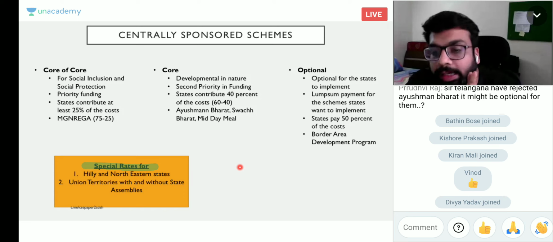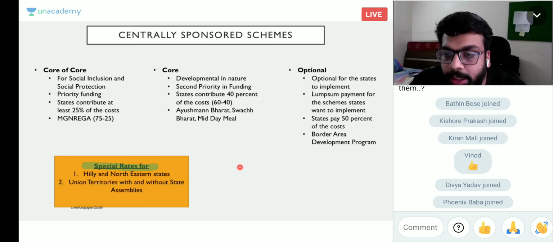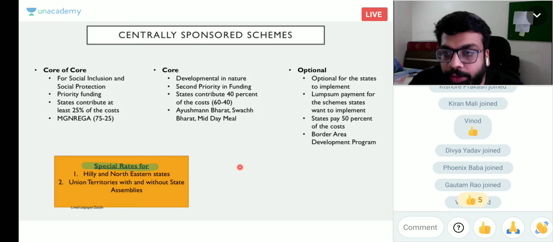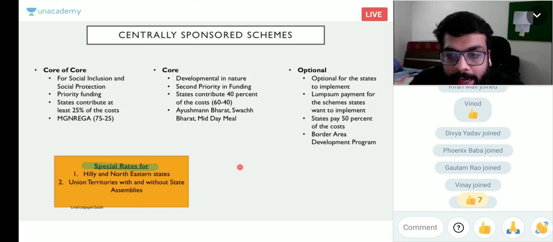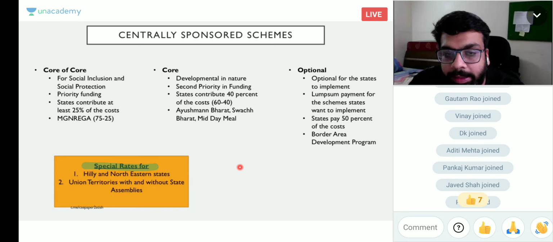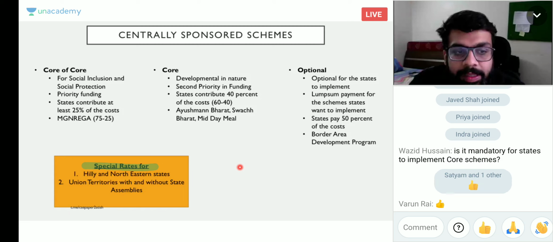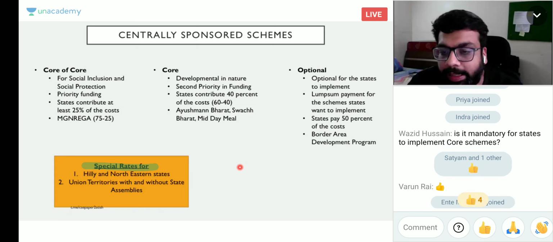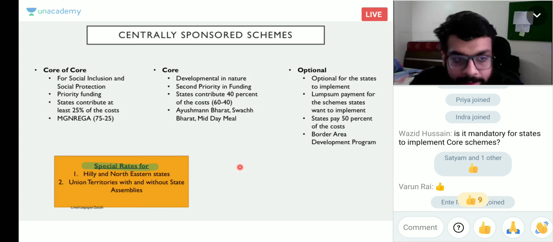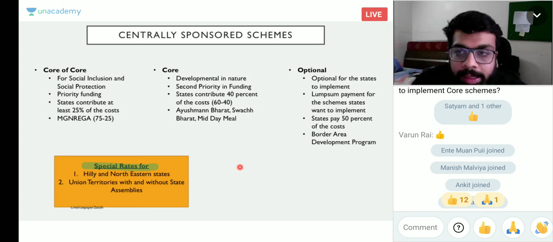Now, let me be very clear on this. You don't need to know these special rates for special areas. Nobody is going to ask you this in the prelims. So you just have to look at what are the broad kinds, what is the broad funding pattern, and what are the different examples of the same. Specific technical rates for technical schemes do not have to be done. That is why I'm not giving you this information, because it is irrelevant for the exam.